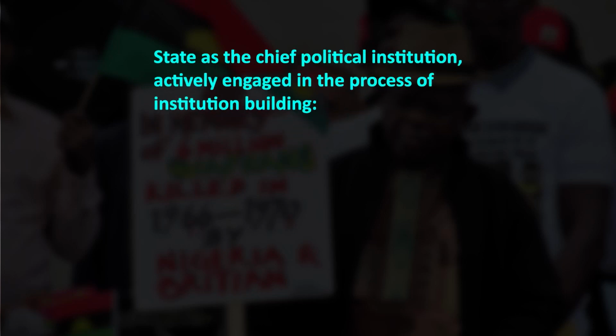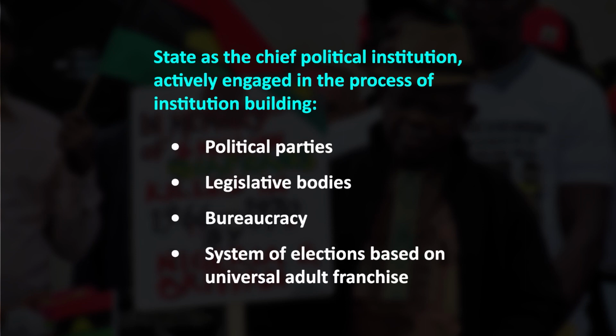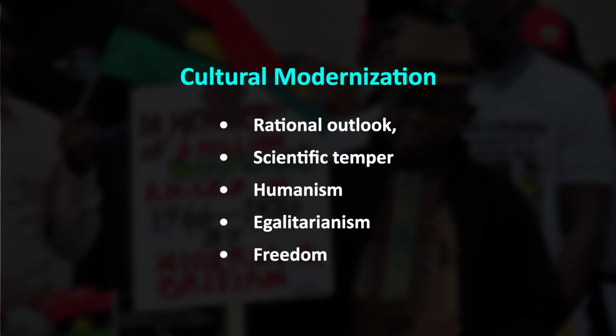It also strives to make a balance between public and private sector in the economic development of the country. The state, as the chief political institution, actively engaged in the process of institution building. Its institutions include political parties, legislative bodies, bureaucracy, and the system of elections based on universal adult franchise. Cultural modernization aims at a rational outlook, scientific temper, humanism, egalitarianism, and freedom.